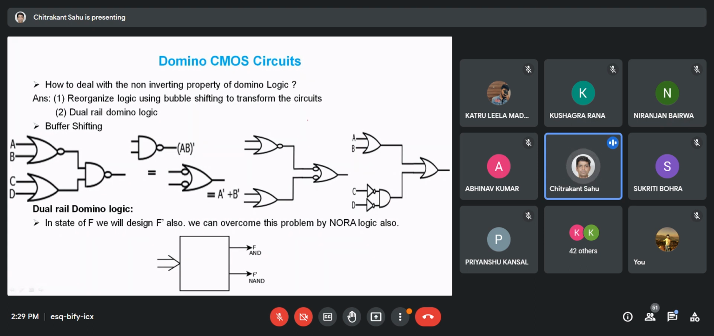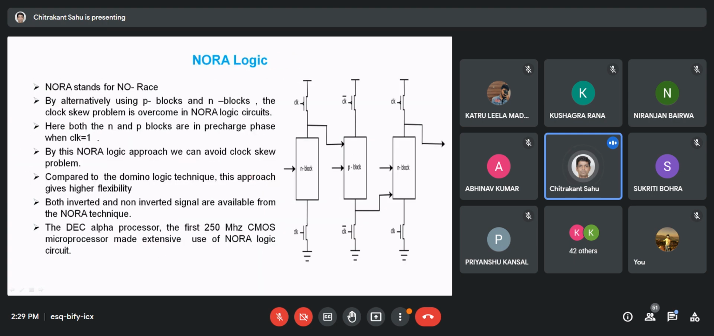So how do we deal with the non-inverting property of domino logic? Recurrence logic using bubble shifting to transform the circuit is called dual rail domino logic. All these things are there in your book. You can go through them; it's not very tough. The important thing that I'm going to discuss here is one more logic, called NORA logic. NORA stands for no race condition.